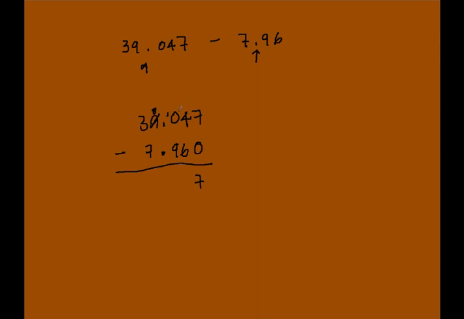Now, the 4 can borrow 1 from the 10. So the 10 becomes a 9, and I borrow 1 here. So now this is 14. So 14 take away 6 is 8. 9 take away 9 is 0. 8 take away 7 is 1. And 3 take away nothing really is 3, or you can just bring down the 3. So your final answer is 31.087. Let's look at another example.